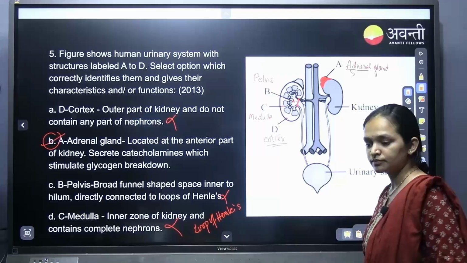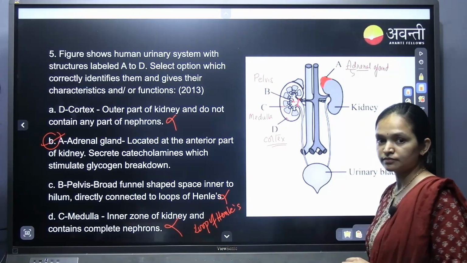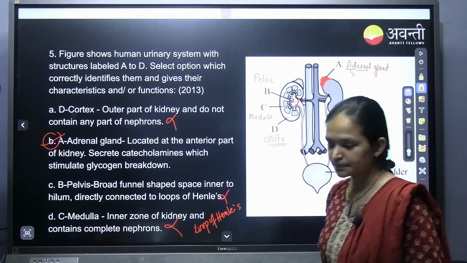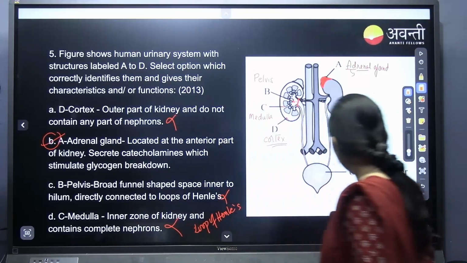Understood? Any doubts? Any doubts, students? We are going for the next question.